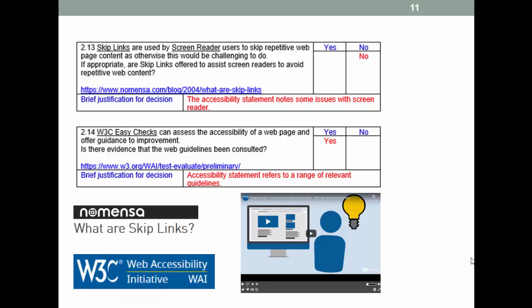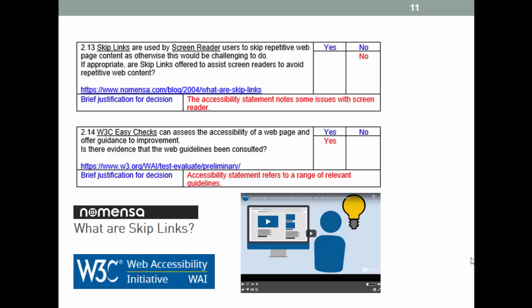Skip links are internal page links which aid navigation around the current page rather than to completely new pages. They're mainly used by screen reader users for bypassing or skipping over repetitive web page content. Now, if you haven't come across a screen reader, it's a software application that enables people with severe visual impairments to use a computer. If you dig into things like Microsoft Teams, you'll find there's quite a lot of this technology embedded in this. The accessibility statement here notes some issues with screen reader, so they are thinking about it.